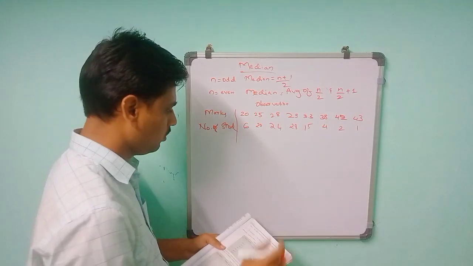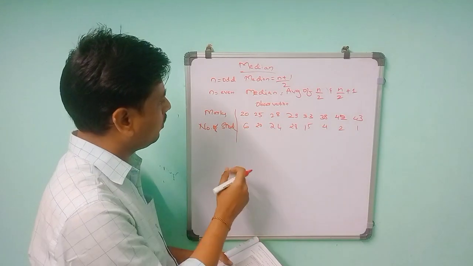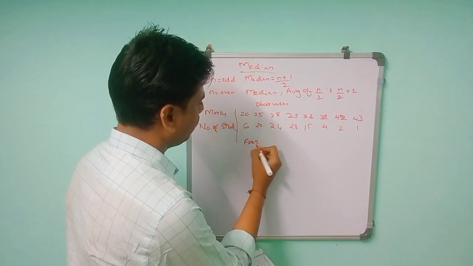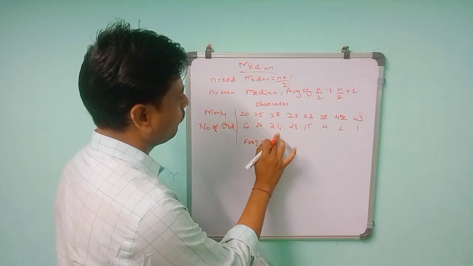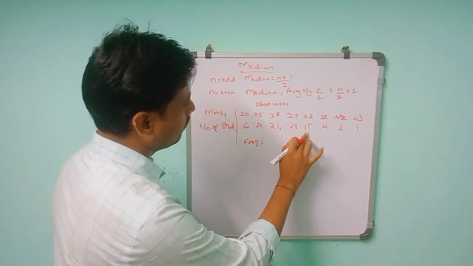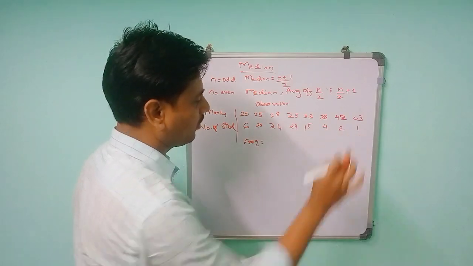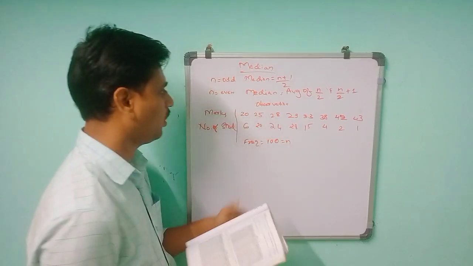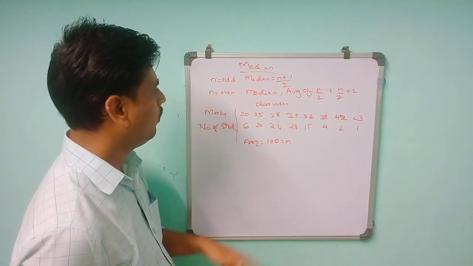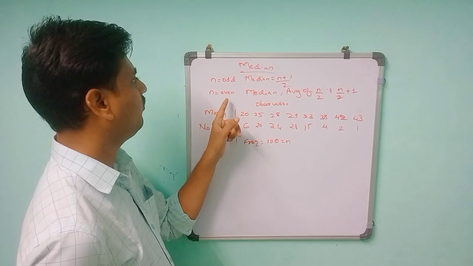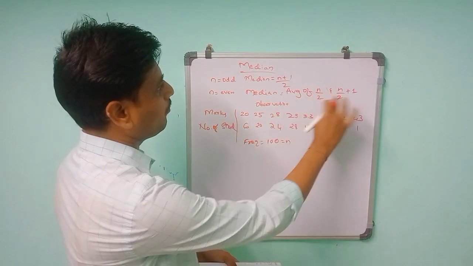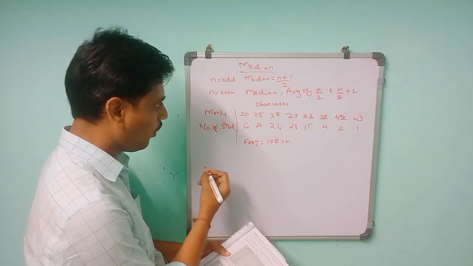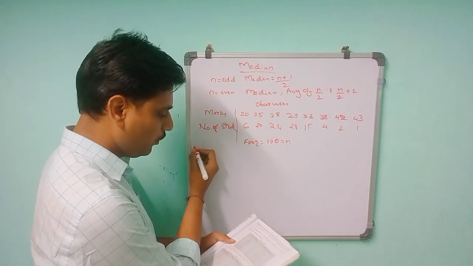The next step is to calculate n. So n means the total frequency: 6 plus 20 is 26, 50, 78, 93, 97, 99, 100. So total frequency n is equal to 100. So n is even, which means we have to find the average of the n by 2 th and n by 2 plus 1 th observations. For this table we have to add one more column, the cumulative frequency.